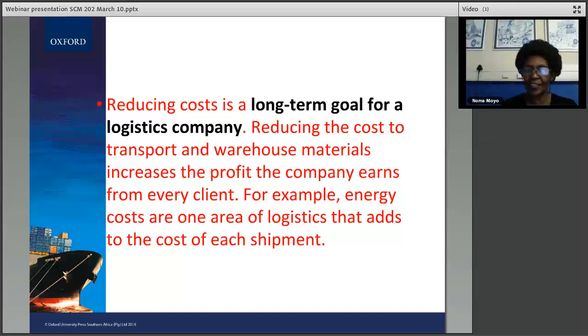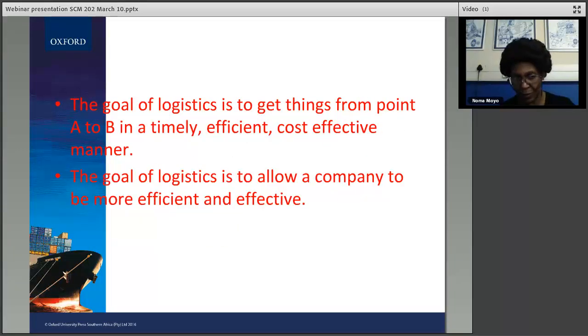So let's see, what does strategic logistics do? Reducing costs is a long-term goal for a logistics company. Reducing the cost to transport and warehouse materials increases the profit the company earns from every client. For example, energy costs are one area of logistics that adds to the cost of each shipment.